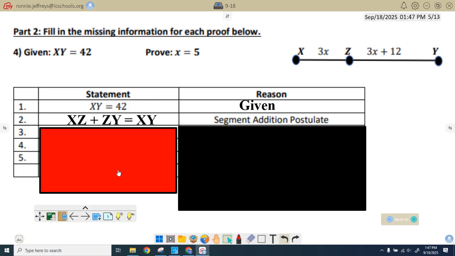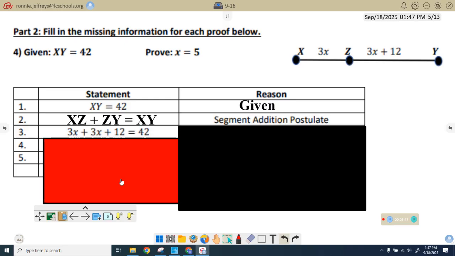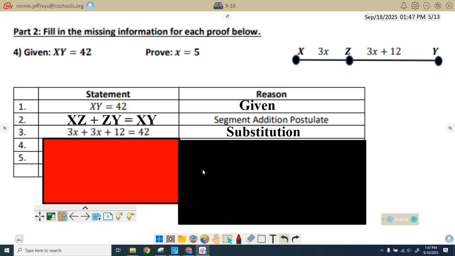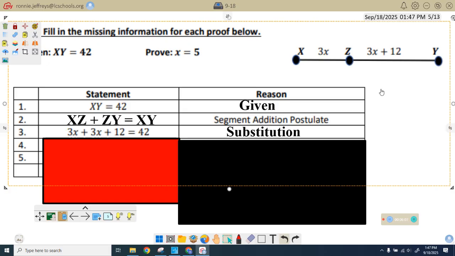Now we go from saying the names of the line segments to actually having the expressions there. So that should be substitution.